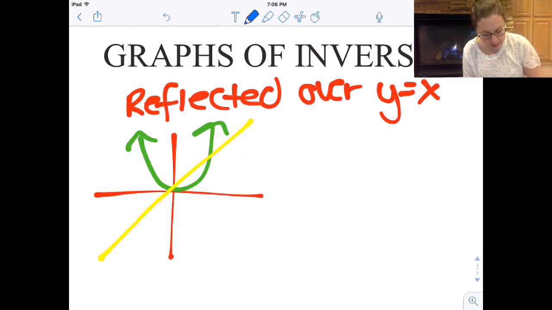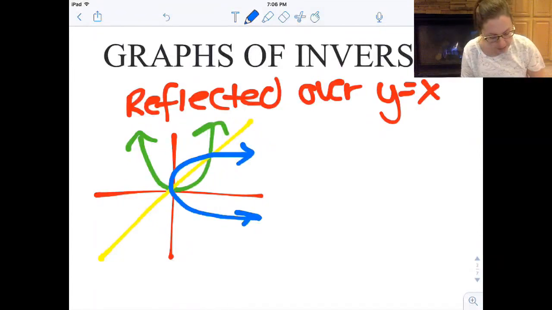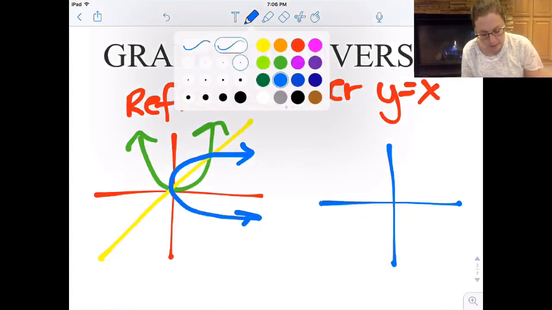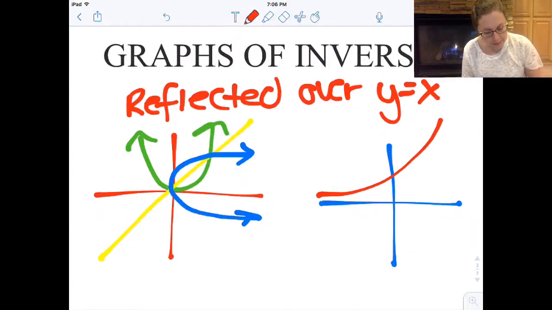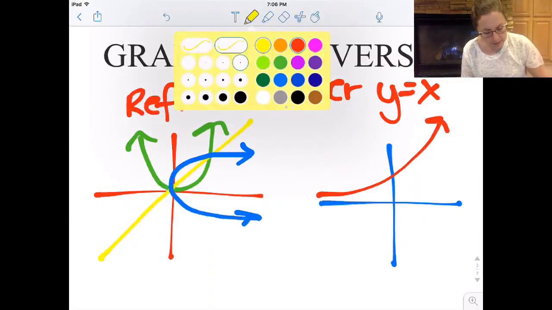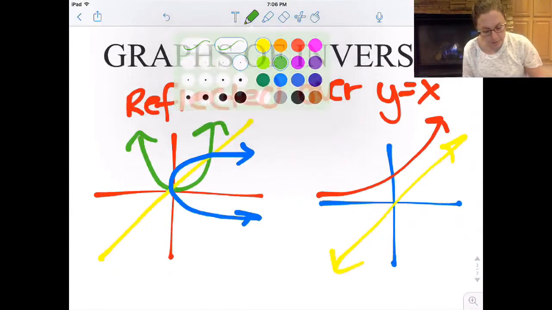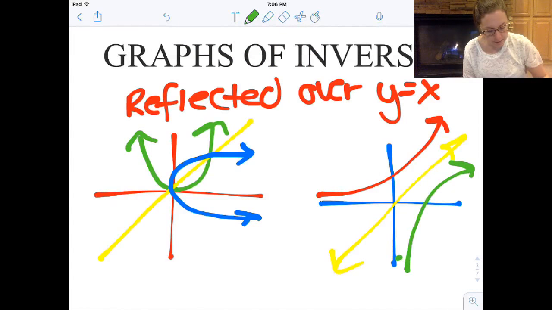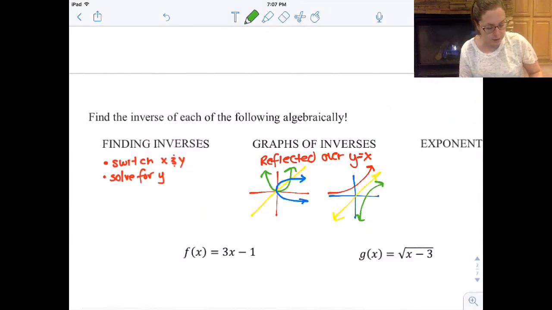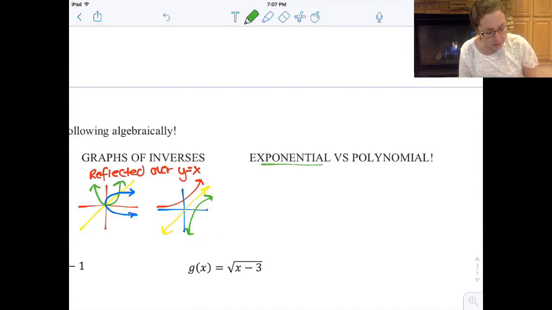Same thing if we talk about exponentials and logs. So if this is your exponential graph and this is y equals x, then your log graph is going to look like that. So it should look like it got reflected. That's an important thing to make sure that you remember. And we're going to talk a little bit about exponential versus polynomial, because a lot of times we know what to do. We're just getting stuck in the algebra of what to actually do in there.